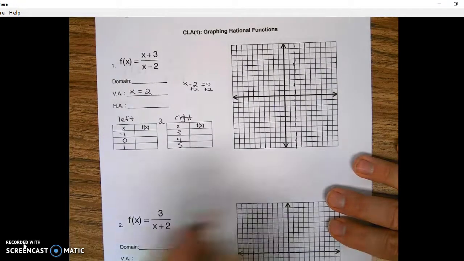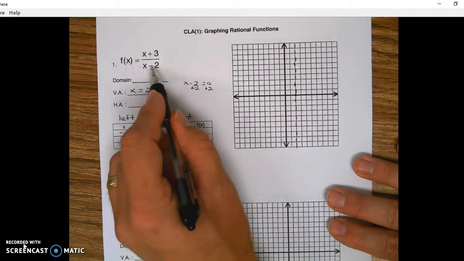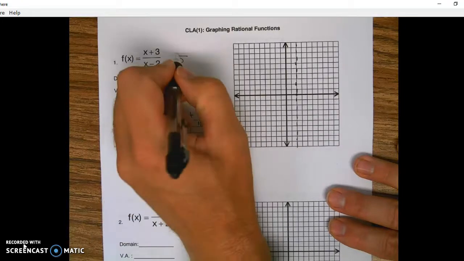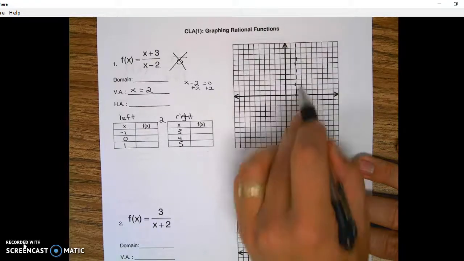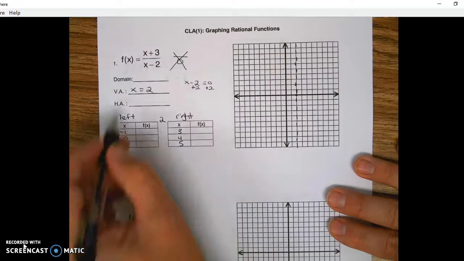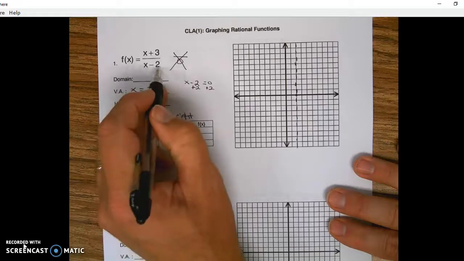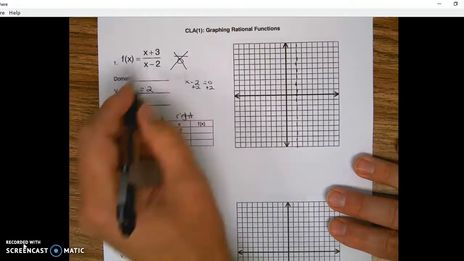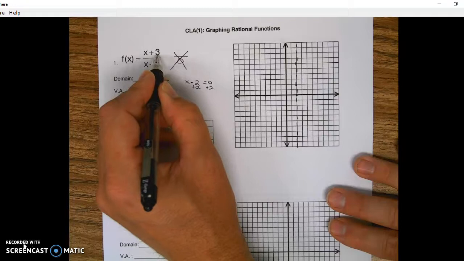So plugging it in, let's start over here with 2. Well, 2 minus 2 is 0. And you cannot divide by 0. That's why we have a vertical asymptote right here. It does not exist. Okay, 1. So plugging 1 in, we got 4 divided by negative 1. Negative 4.